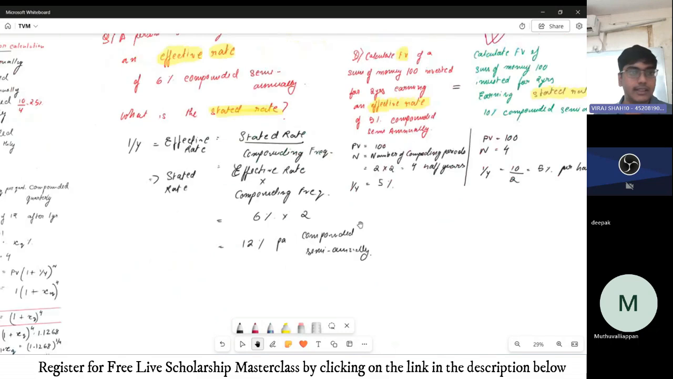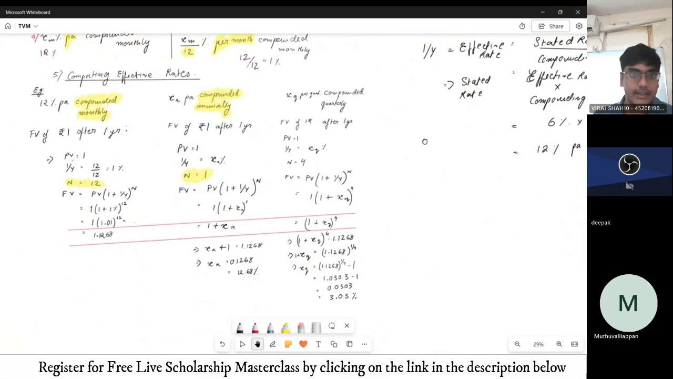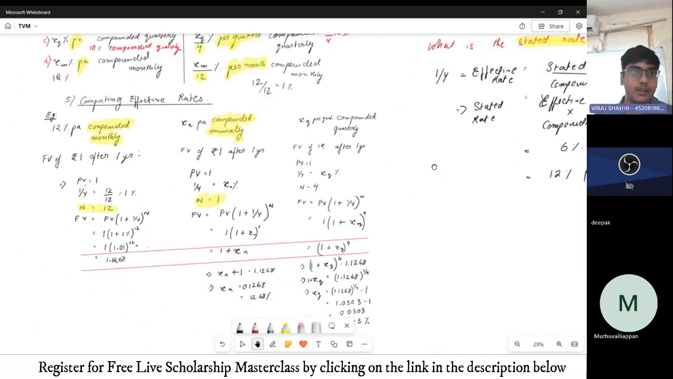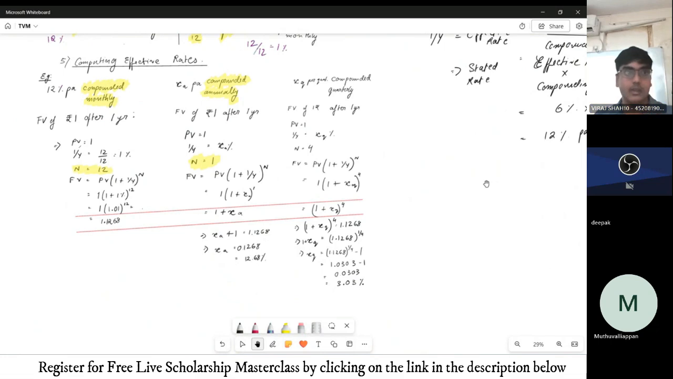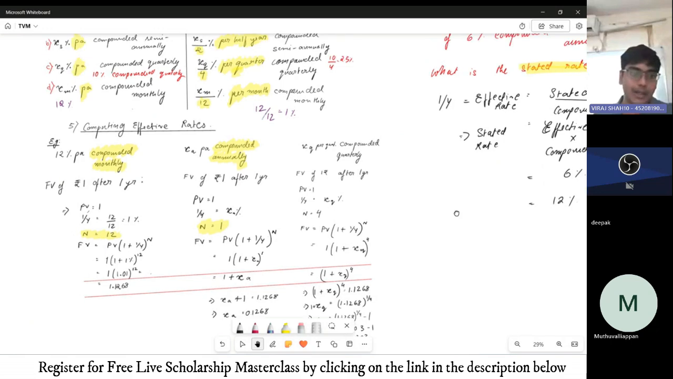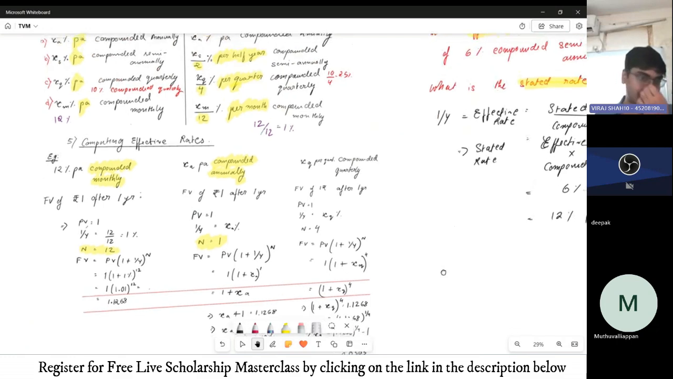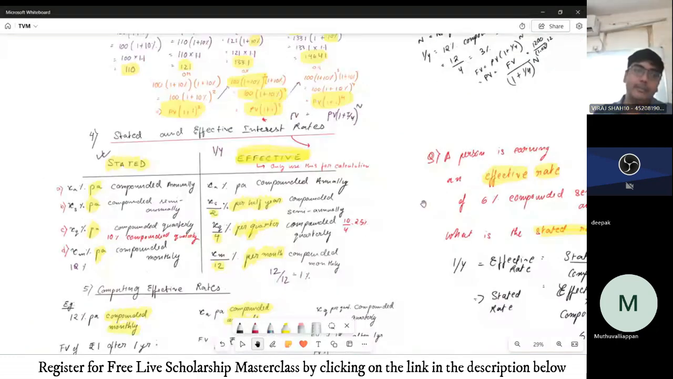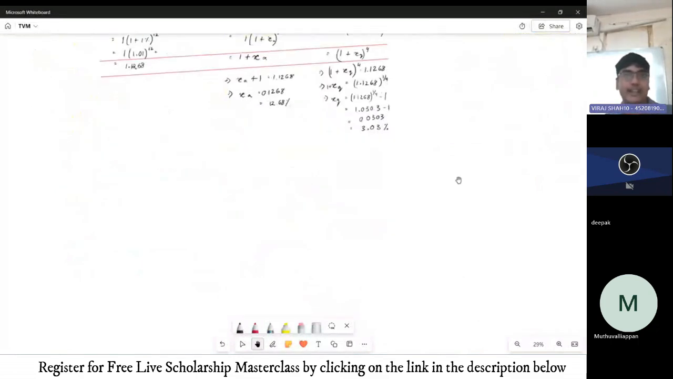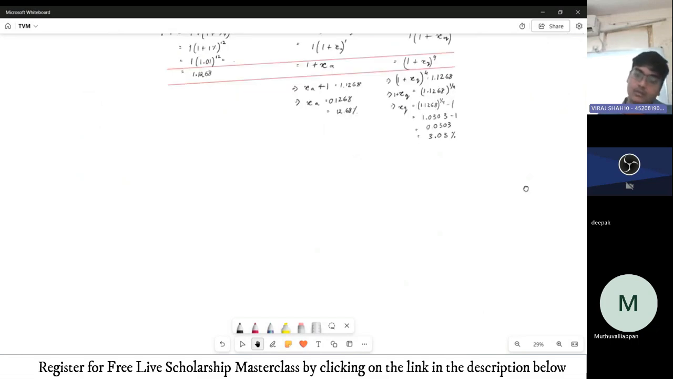So this completes our section, this section as well. Stated and effective का wording. Okay. Now we will come to a part, effective rate conversion वाला part में आते हैं. ठीक है, ये heading डालना, computing effective rates. And write down the question.